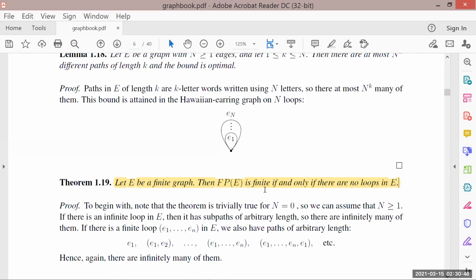So I would like to begin by recalling some things that I will need today. First we'll use this theorem that if E is a finite graph, this includes the empty graph, then the space of all finite paths in this graph is finite if and only if there are no loops in E. It was one of our first theorems proven in this course, and we are going to use it today.